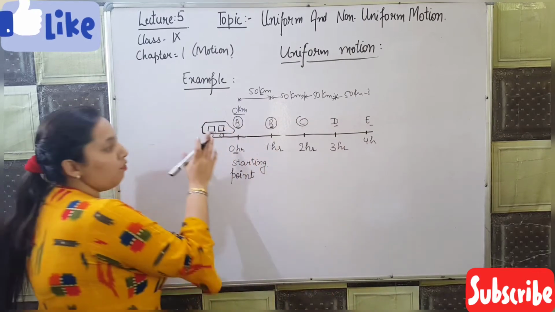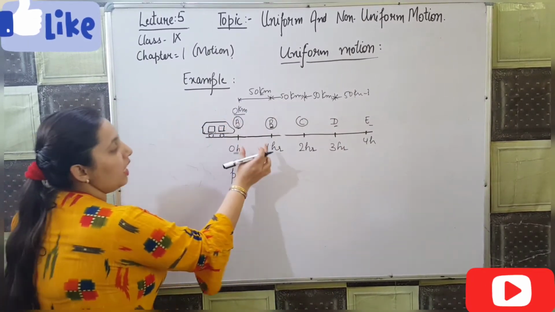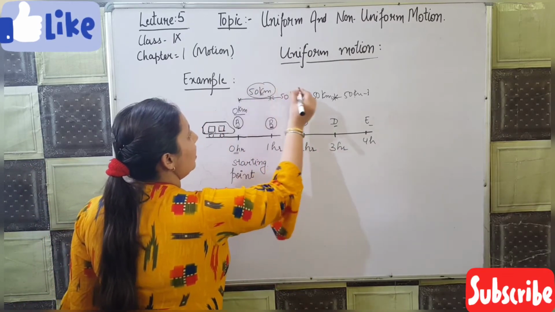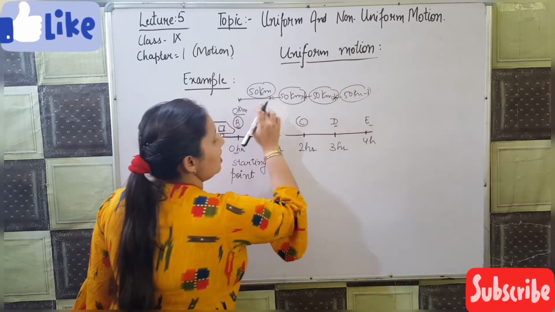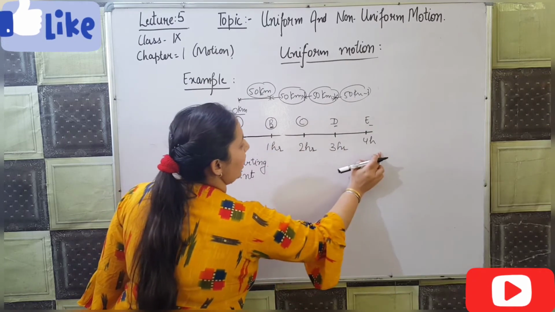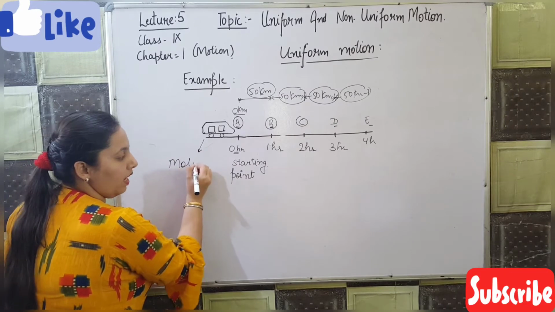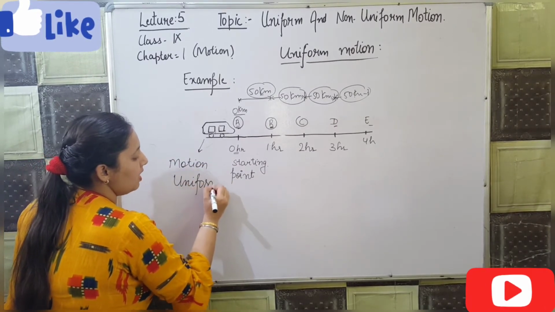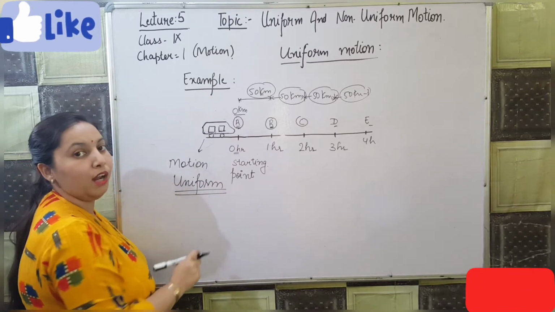Now from here what we conclude is that in equal intervals of time the distance covered by the car is the same. The equal distance travelled in equal interval of time, it means the motion of the car is what? Motion of the car is uniform. Now we will see the representation of this uniform motion with the help of a graph.